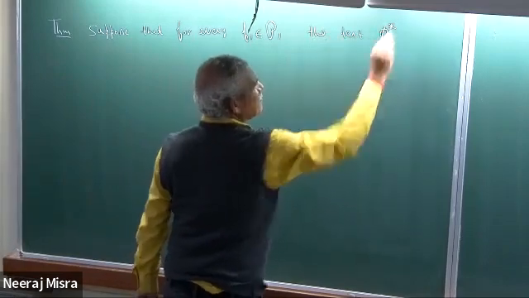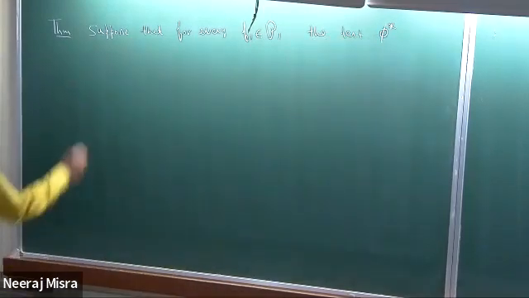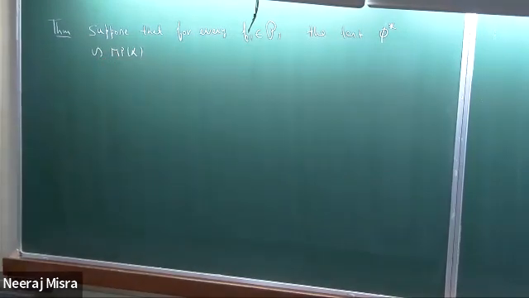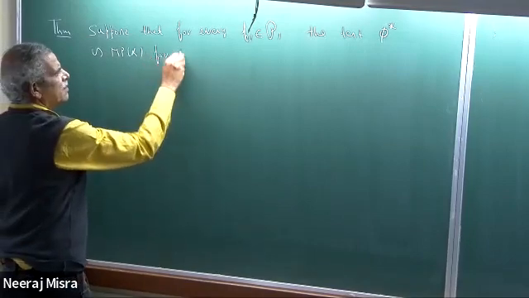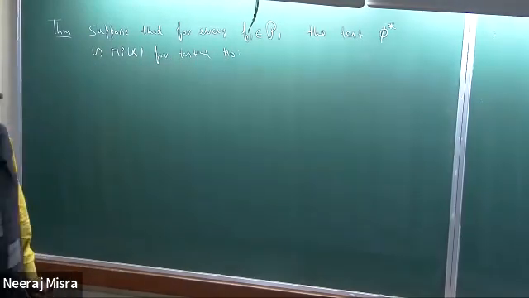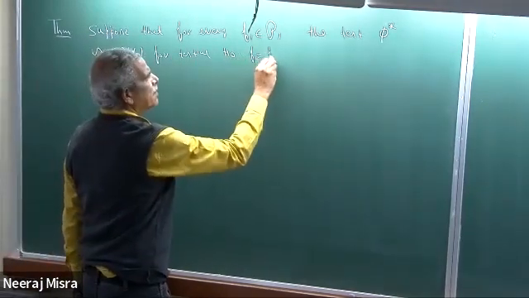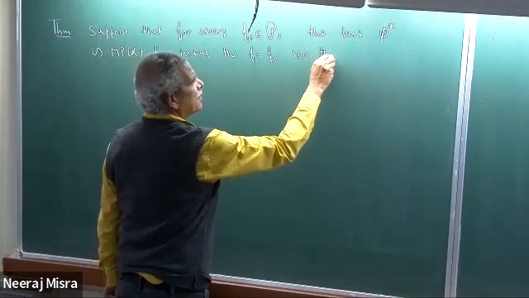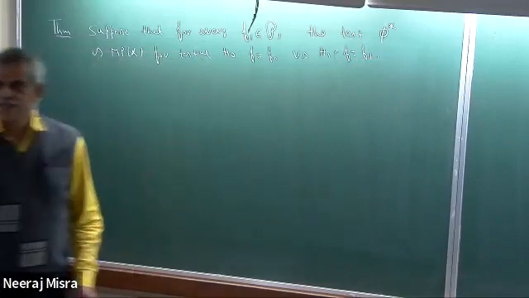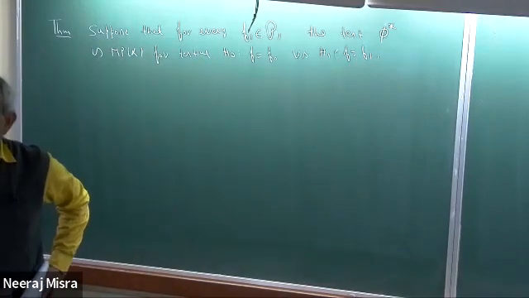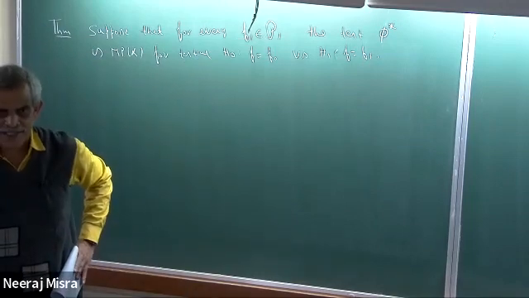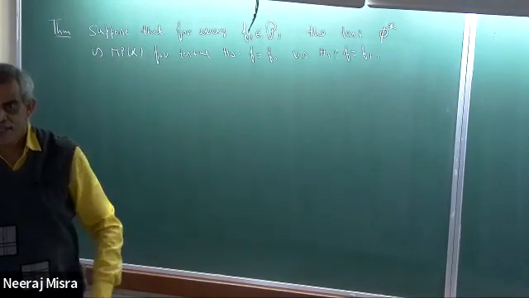phi star is MP alpha for testing H naught that F is equal to F0 versus H1 that F is equal to F1. Right? So irrespective of which F1 you take in this class P1, you get the same test as the uniformly most powerful test. Right?